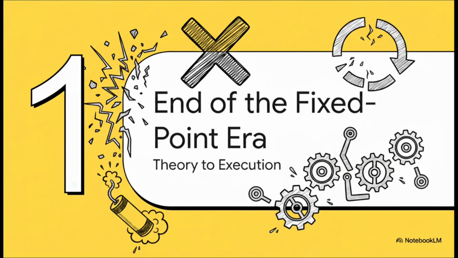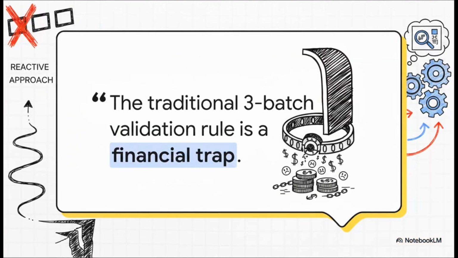All right, let's start by setting the stage. Look, the traditional, super rigid way of manufacturing, it's just not sustainable anymore. It's really time we moved from talking about the theory to actually executing it. Now, in our last deep dive, we really tore into why that classic 3-batch validation rule just doesn't cut it anymore. It's a financial trap. It's a totally reactive approach that just locks you into this endless cycle of expensive deviations. It's time for a proactive strategy.